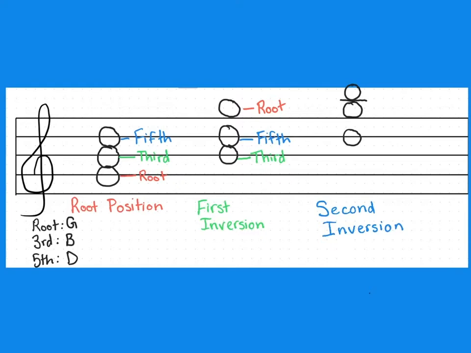In second inversion, the 5th of the chord is on the bottom. And then above that we have our root. And finally the third.